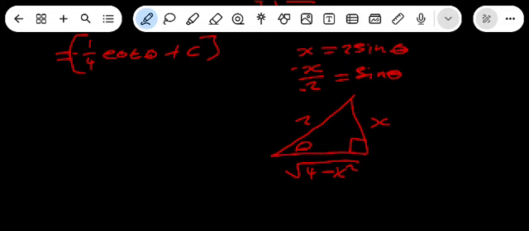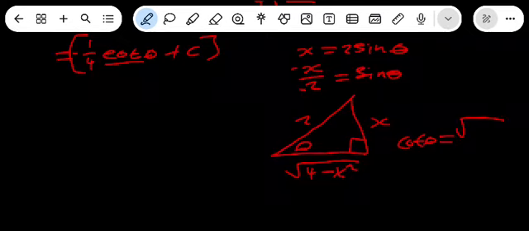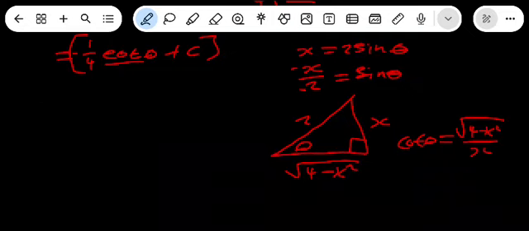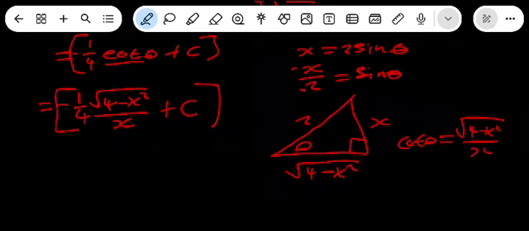Alright, so this is what we have. But what is cot? We want to substitute cot. Cot theta will be the same as what? The square root of 4 minus x squared divided by x. So this will be equal to minus 1 over 4 times the square root of 4 minus x squared divided by x, plus a constant c. So this is what we have for this particular equation.